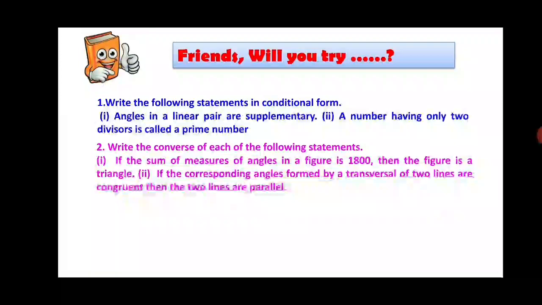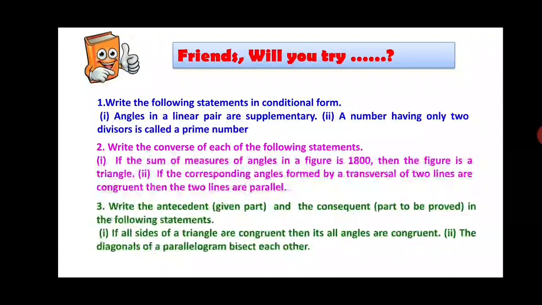And the last one, write the antecedent, the given part, and the consequent, the part to be proved, in the following statements. If all sides of a triangle are congruent, then all its angles are congruent. Second one, the diagonals of a parallelogram bisect each other. So friends, you attempt them before leaving.